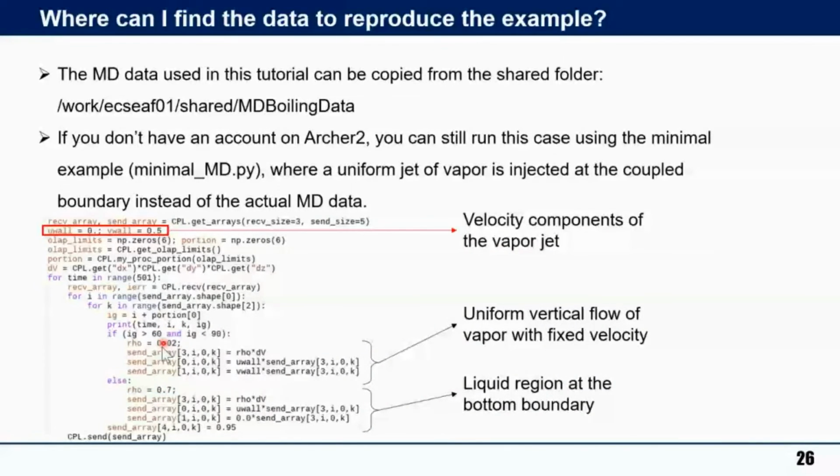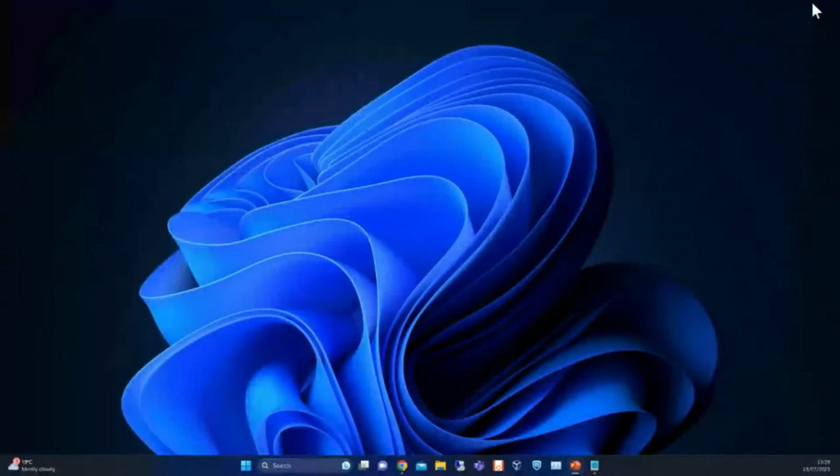You see the density is much larger than in the vapor region, and also we do not apply any vertical velocity component, so we are not injecting any liquid into the domain. In this way, you don't need to have access to MD data. You can just rerun this example by assuming there is a uniform jet of vapor at the bottom of your domain. And this was my last slide. So I'm done, and I think we can open the floor for questions.